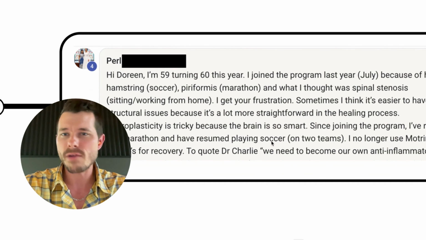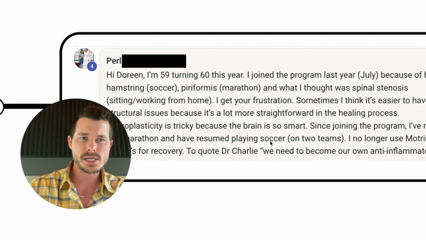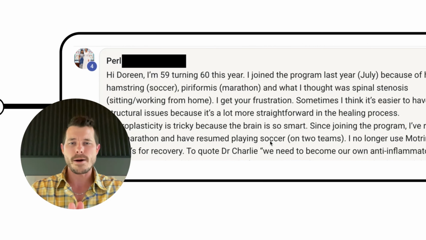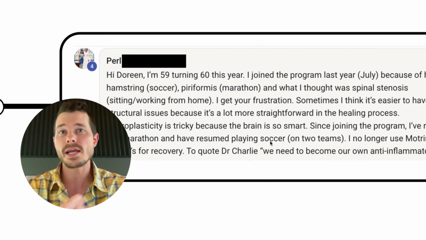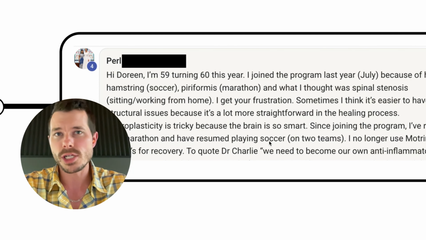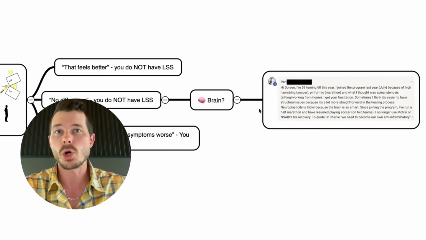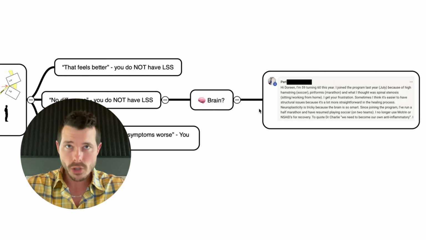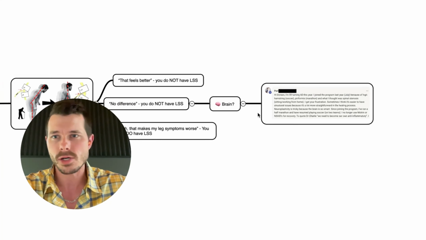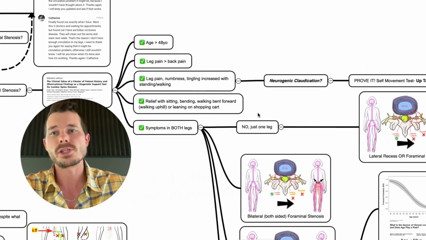"Since joining the program, I've run half a marathon and resumed playing soccer. She doesn't use Motrins." And I taught her how to recognize the cause of her symptoms and what she needed to do such that she could solve them. Okay, so she got back to full speed despite being told, and actually showing on her images, that she had spinal stenosis. So it's not a life sentence. You can often solve these problems.